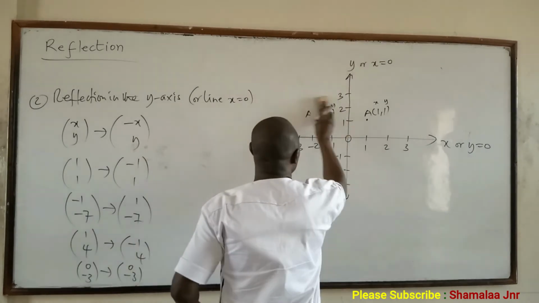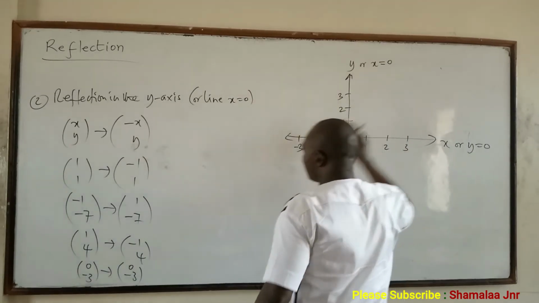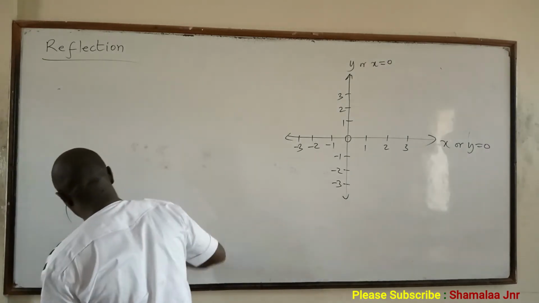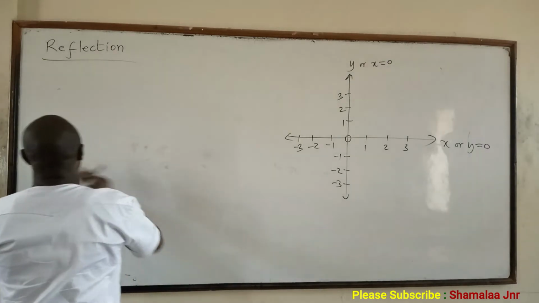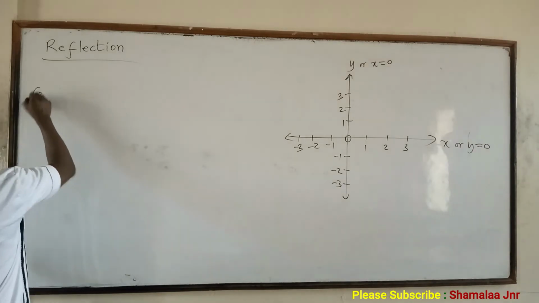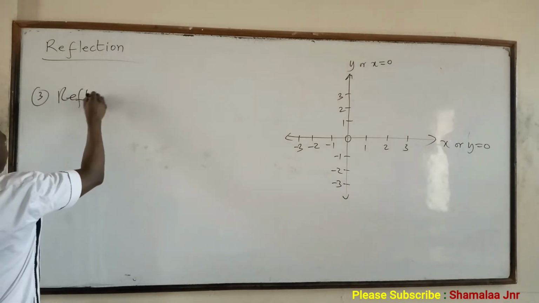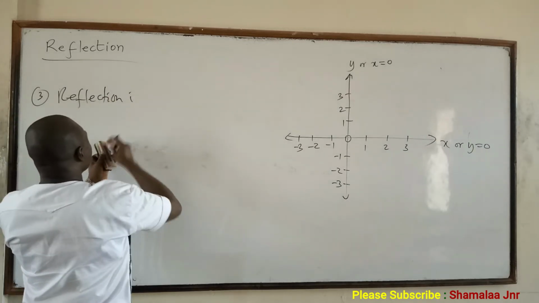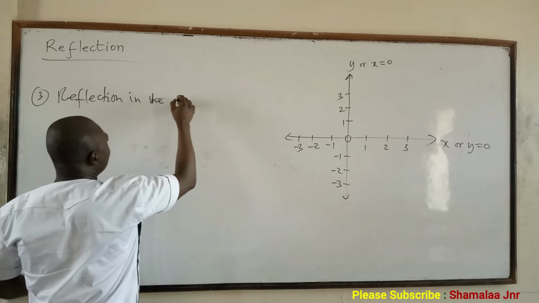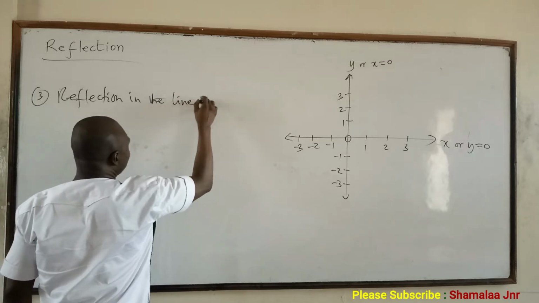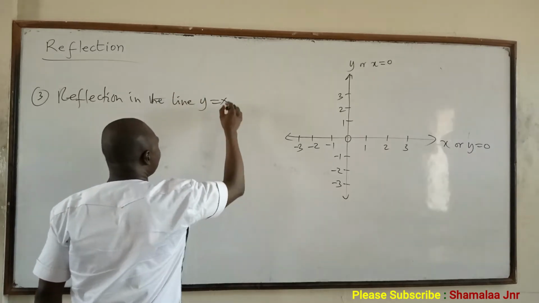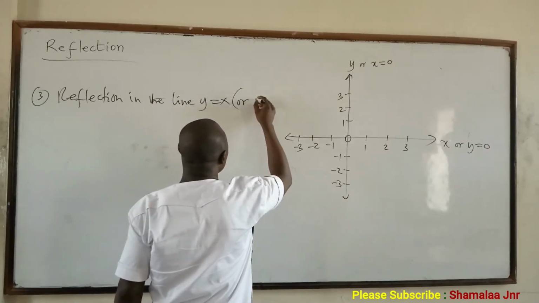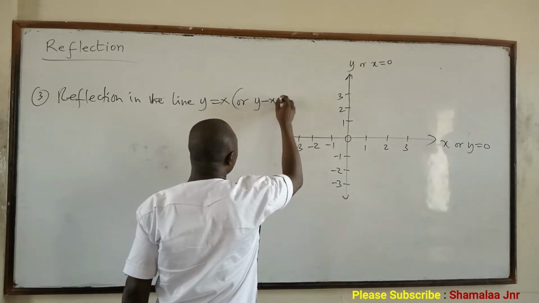Now let's look at the next one. You also have the third type of reflection. Yes, the third type. 3. Reflection in the line y equal to x, or so as not to confuse you, you can say or y minus x equal to 0.